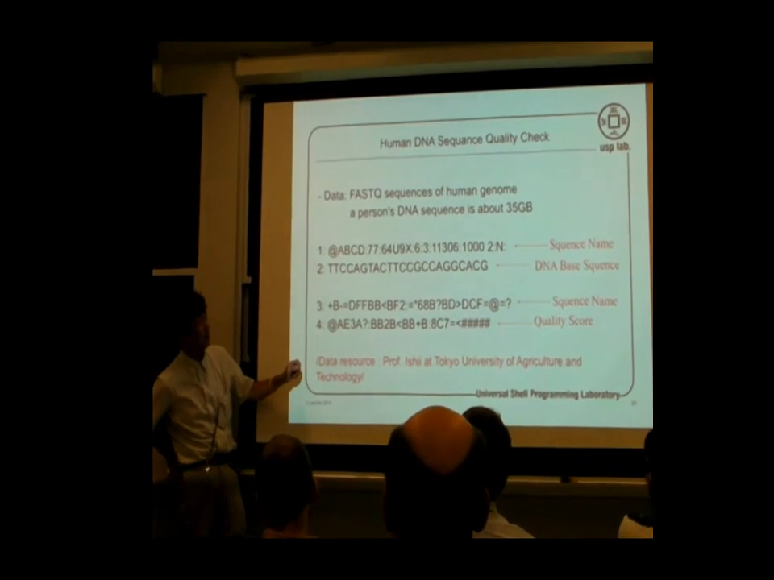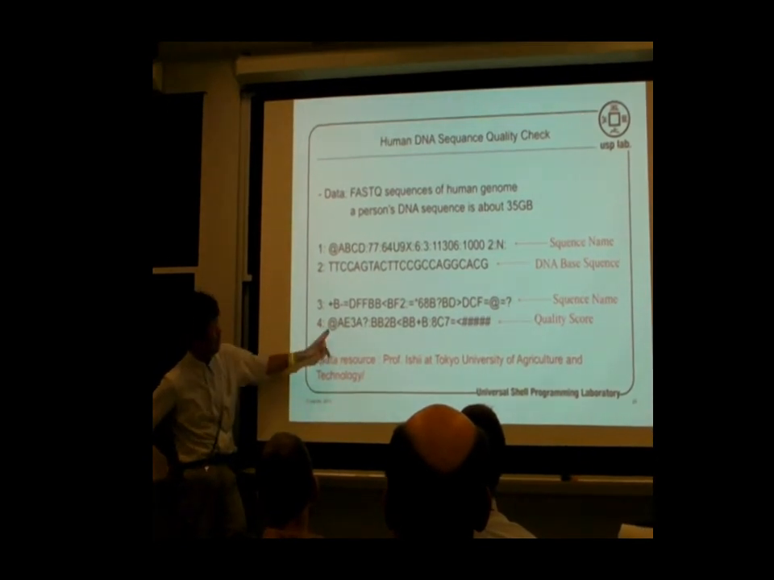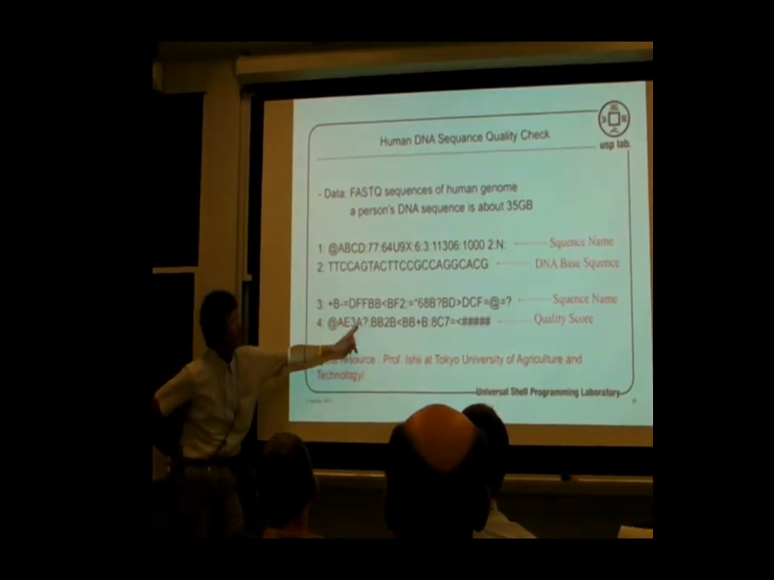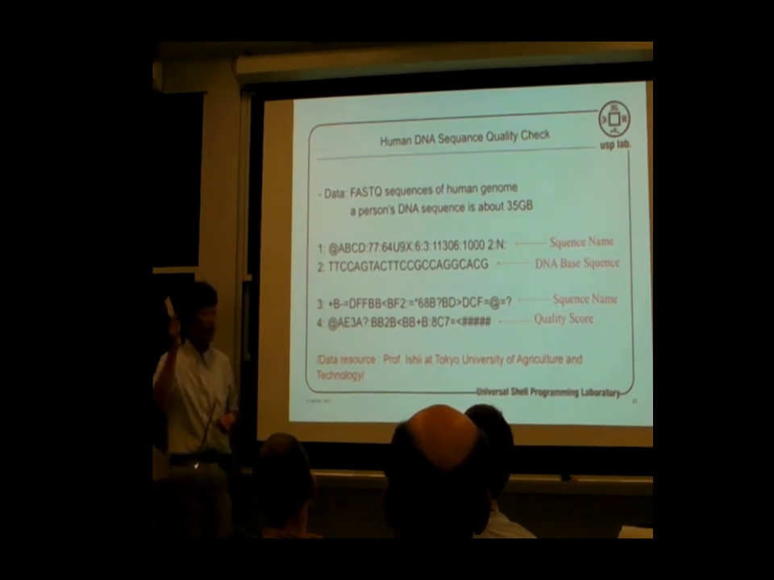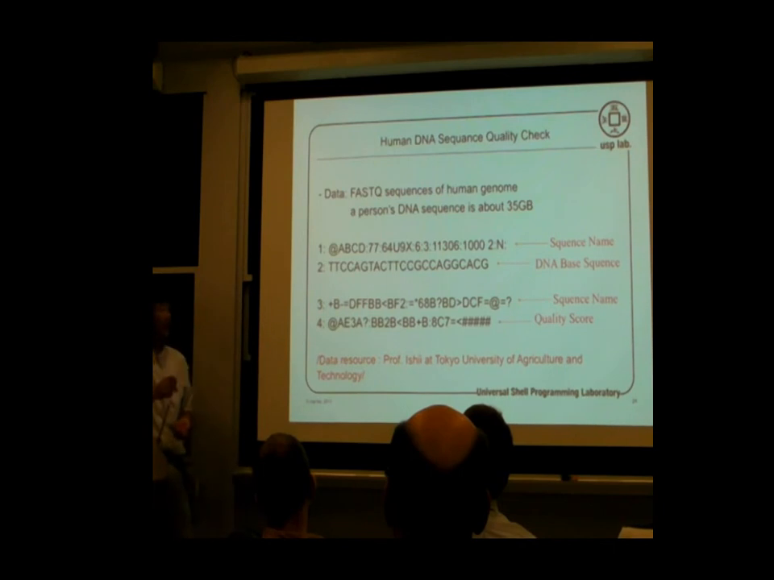And from this quality score, each character represents a quality check number from 0 to 40. And 40 is high and more precise, and 0 is very uncertain.